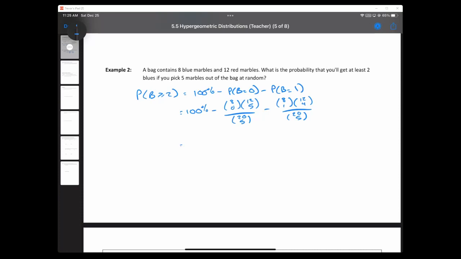All right, so let me calculate those as percentages. 8 choose 0 does nothing, so that's just 12 choose 5 out of 20 choose 5. And that gives me 5.1%. Makes sense. It would be pretty difficult to get no blue marbles if I'm choosing 5 of them, and the bag's almost half blue. And then the next one is 8 times 12 choose 4 over 20 choose 5. And that one's 25.5%.